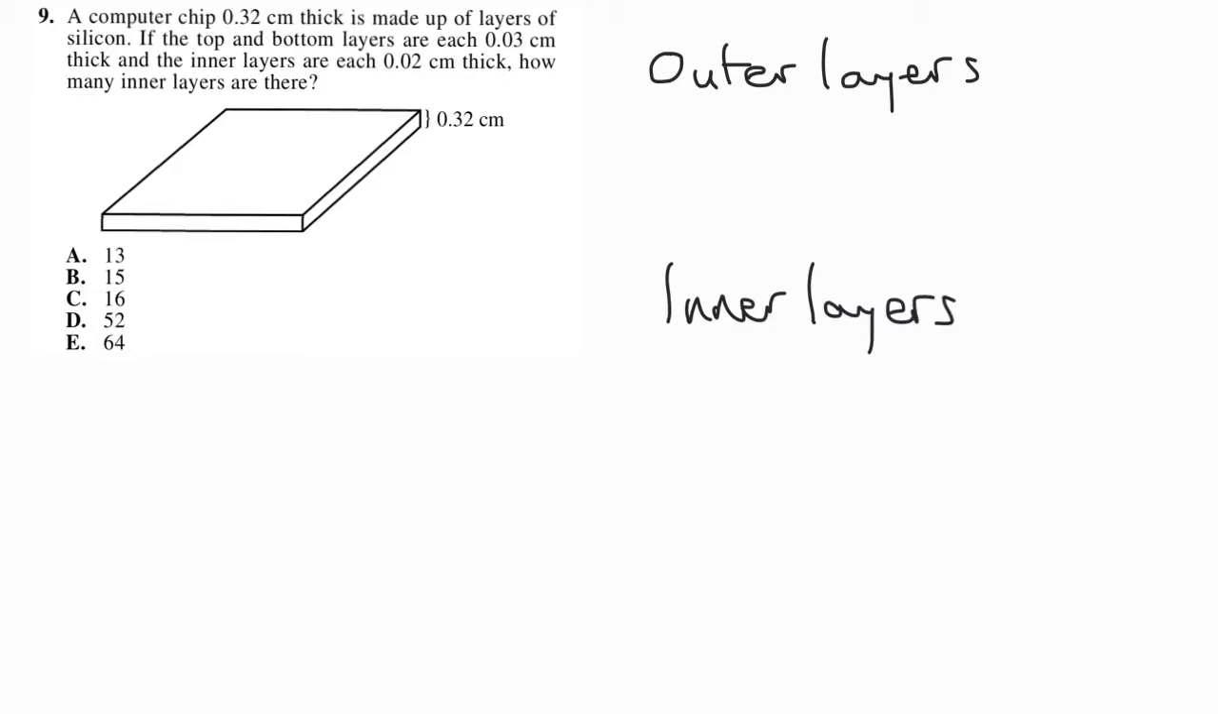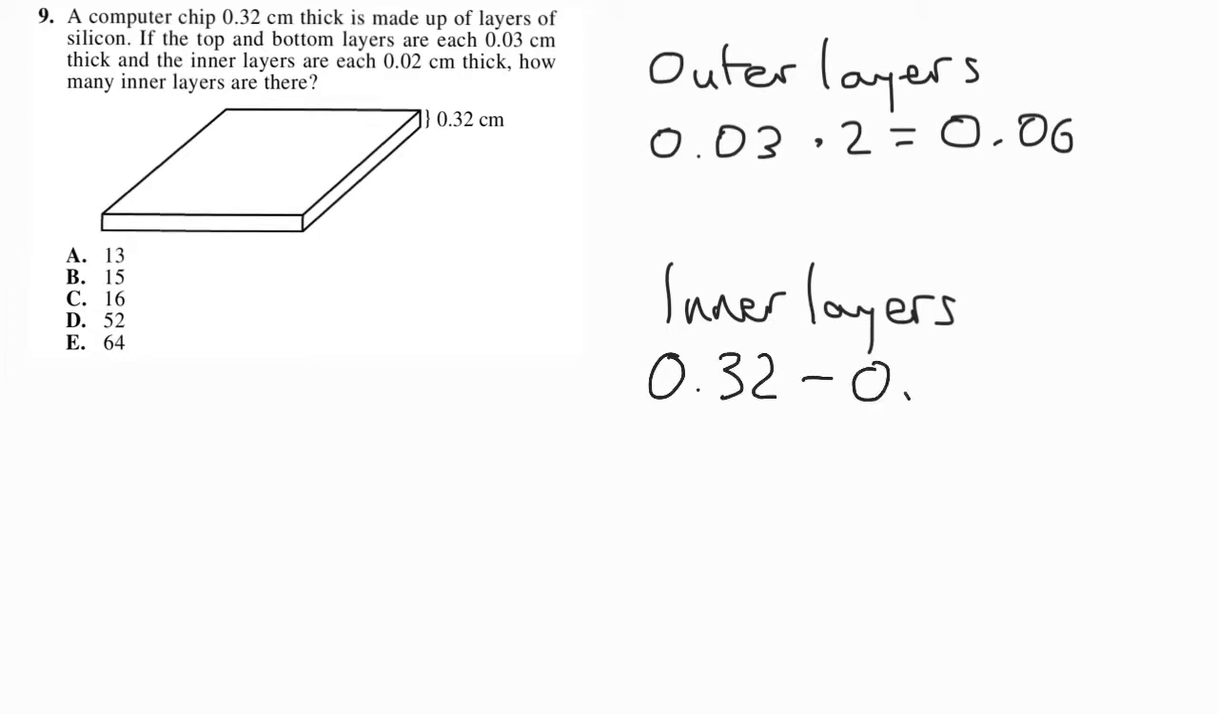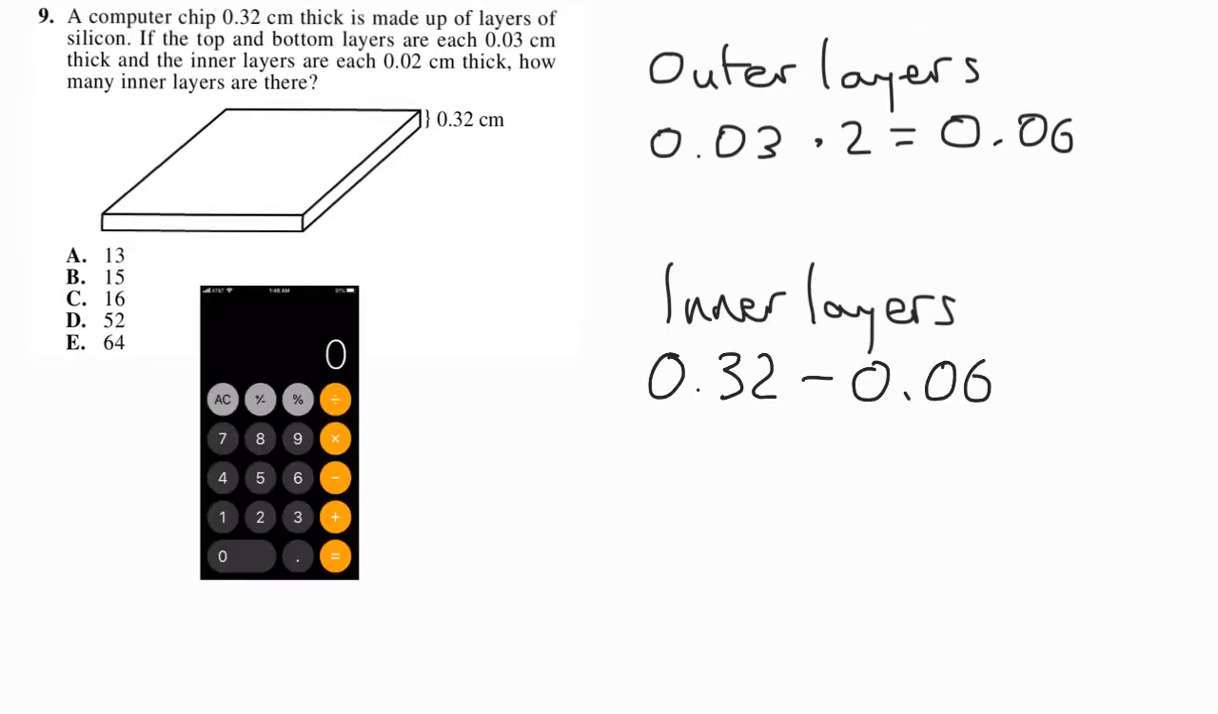So outer layers are 0.03 centimeters thick, and there's two of them, top and bottom. So 0.03 times 2 is 0.06, right? Those are my top and bottom layers. So if that's the case, then the remaining thickness of our computer chip is going to be 0.32 minus 0.06.